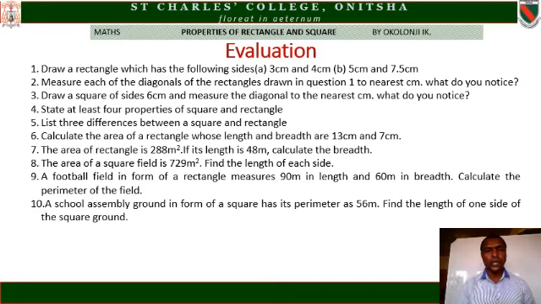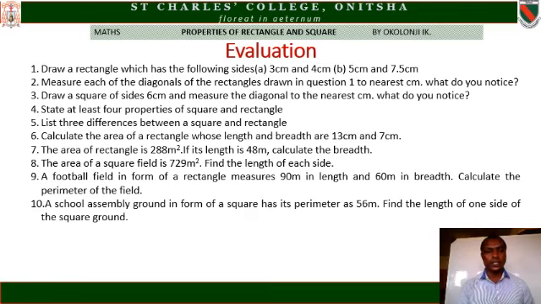6. Calculate the area of a rectangle whose length and breadth are 13 centimeters and 7 centimeters. 7. The area of a rectangle is 288 meters square. If its length is 48 meters, calculate the breadth. 8. The area of a square field is 729 meters square. Find the length of each side.